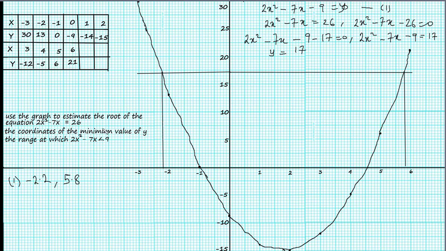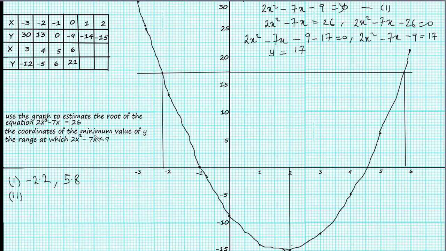Now the coordinate of the minimum value of y. So the minimum value of y is on the point 15. So the coordinate, they want to know the vertical and horizontal component of the minimum value of y. So we just take it down and we take it to this side. So this will be 15 and 2. So that is question 2.